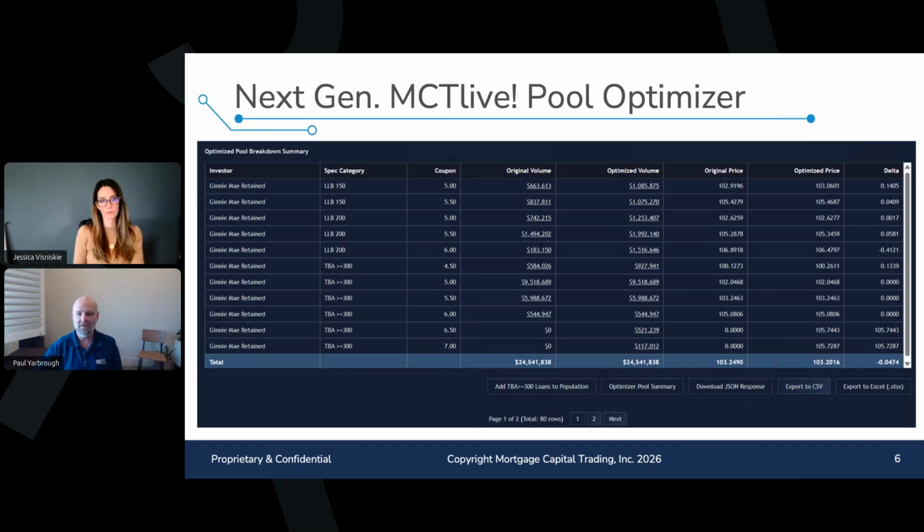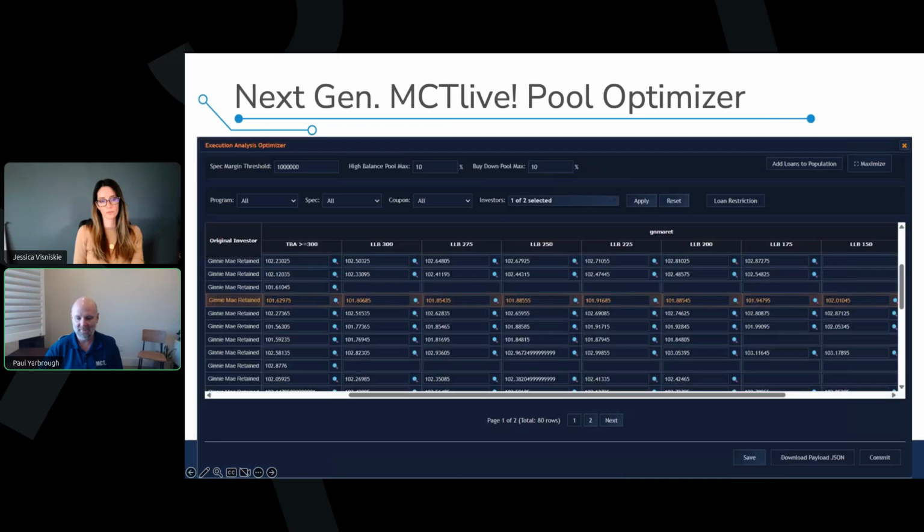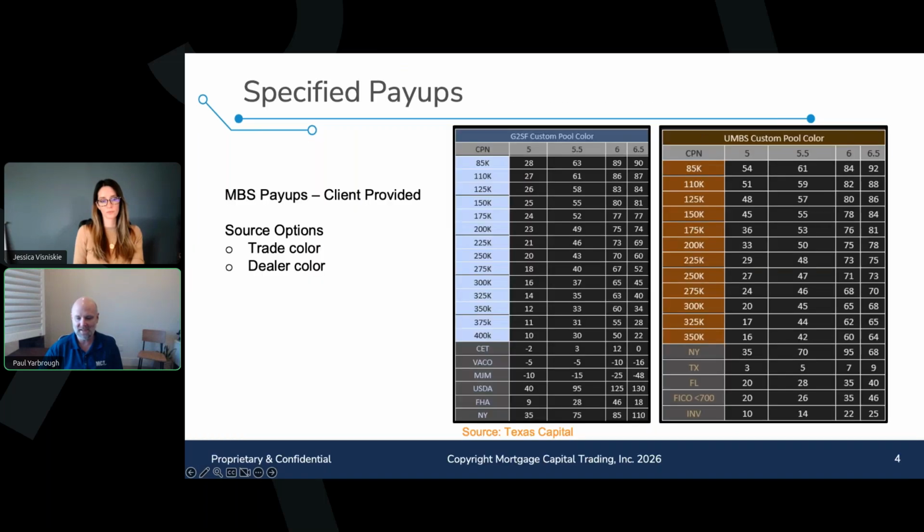As you know, if I go back to, and I forgot to mention this, and I promised I would at the very beginning, thank you to Texas Capital, Jerry Levy, for providing these current spec pay-ups here. But if I've got a high balance loan, on a 5 coupon, I can put that into a conforming pool and avoid this 10 tick hit.